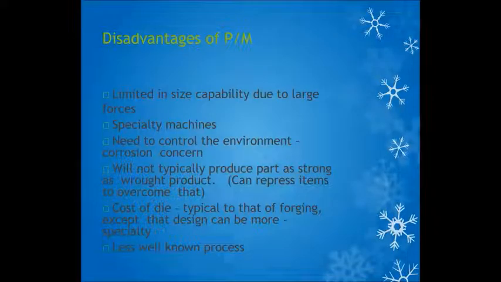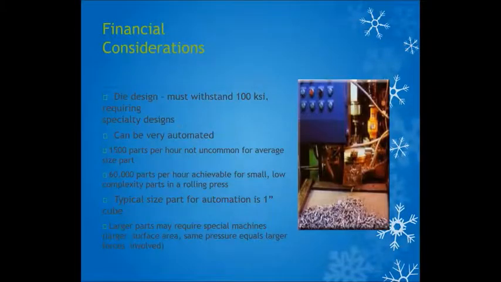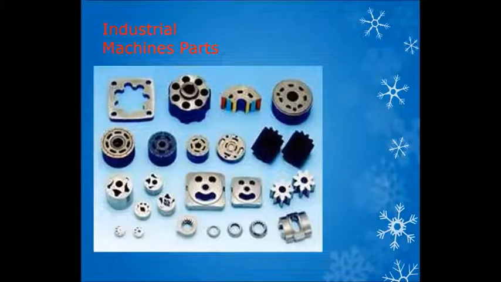Disadvantages of powder metallurgy: limited size capability due to large forces, specialty machines, the need to control the environment, corrosion concerns, and less well-known processes. Financial consideration: the die design must withstand heavy loads and requires specially designed tooling. So these are some parts manufactured with the help of powder metallurgy.